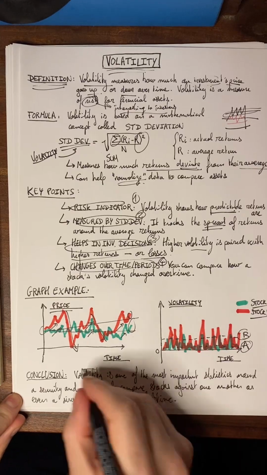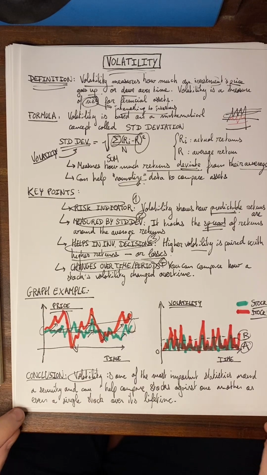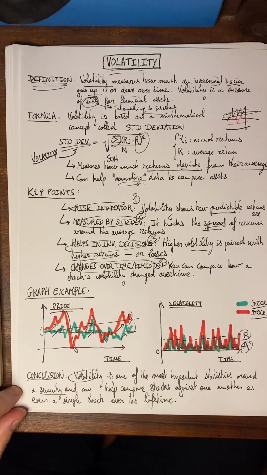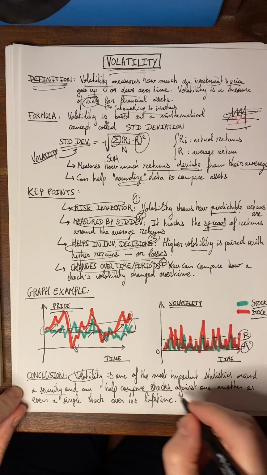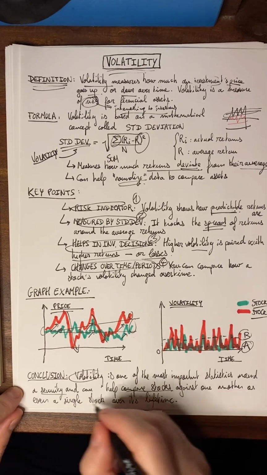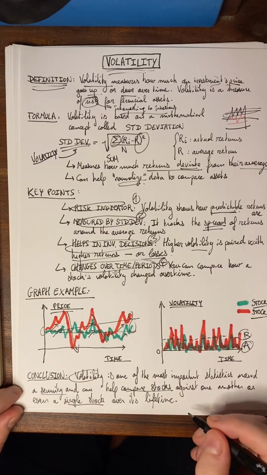So in conclusion, volatility is one of the most important statistics around the security, and it can help compare stocks against one another or even a single stock over its own lifetime.